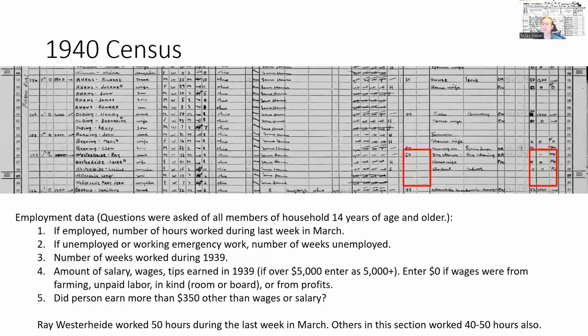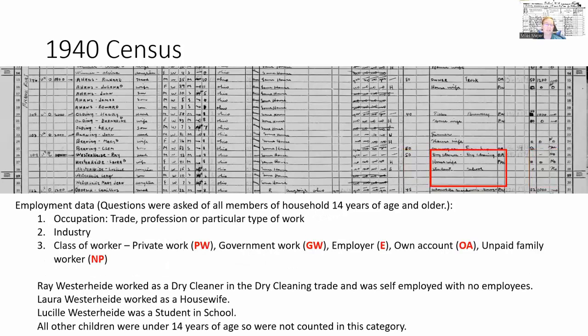Now, one thing you'll notice here is that he worked 50 hours, but that second box says no, indicating that he didn't have salary. So why didn't he have salary? Well, looking at the type of work he did, you can see here he was a dry cleaner, and then it says OA, and this is the class of worker. So if it says PW, it's private work, GW is government work, E is an employer, OA is own account, and NP is unpaid family worker. So here he is OA, meaning that he worked on his own account. He ran the dry cleaning business. So therefore he didn't make a salary. He just earned money as an owner of the business.